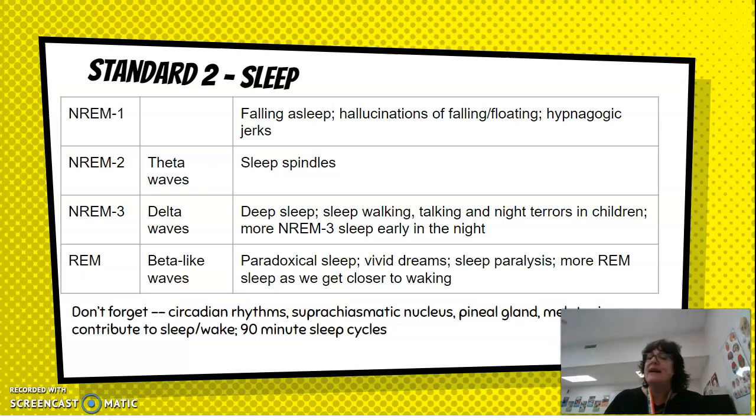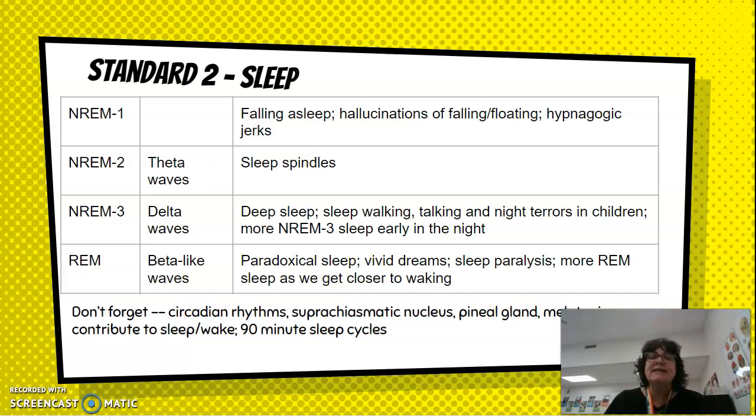Also, don't forget, you can see circadian rhythms on the test. That's our biological clock. If we miss sleep, we'll upset our circadian rhythms. When we have daylight savings time, or when we travel across time zones, those kinds of things will disrupt our circadian rhythms.